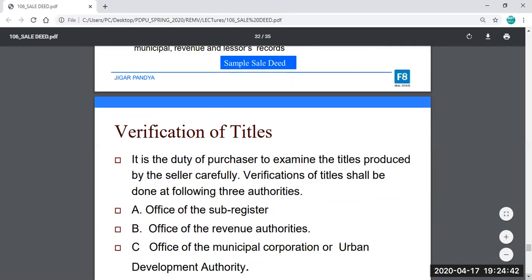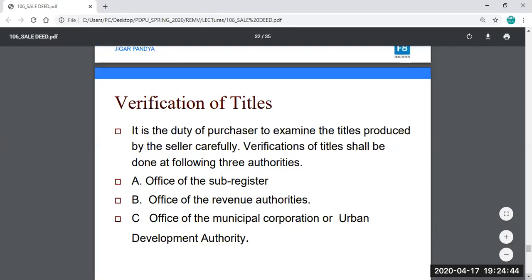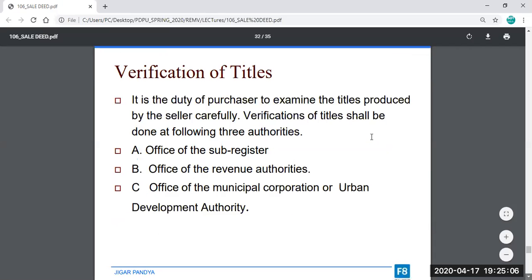It is a duty of the purchaser to examine the title produced by the seller carefully. Verification of the title shall be done at the following three authorities. One, you should verify it at the sub-register office. Secondly, if it's a land, at the revenue authorities. And thirdly, at the office of the municipal corporation or the urban development authority. So these are the places where the title can be verified.